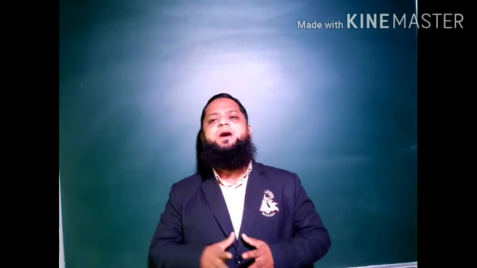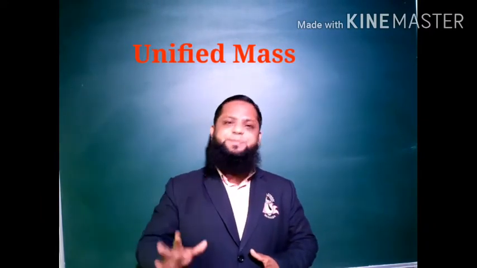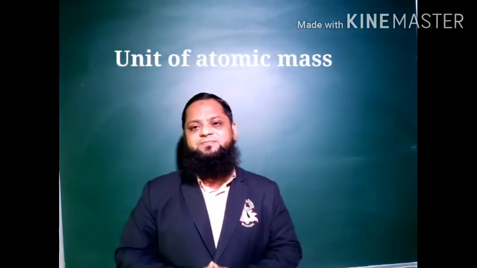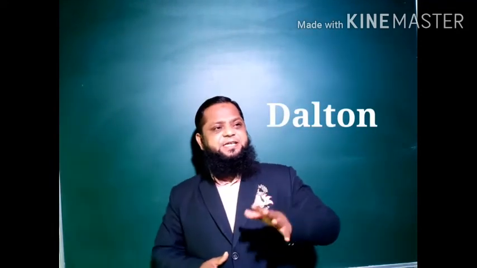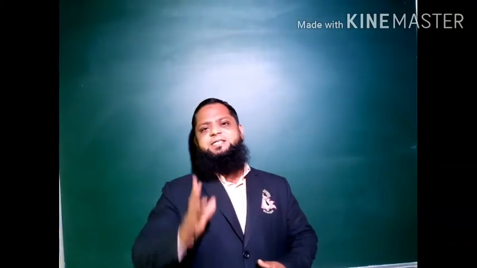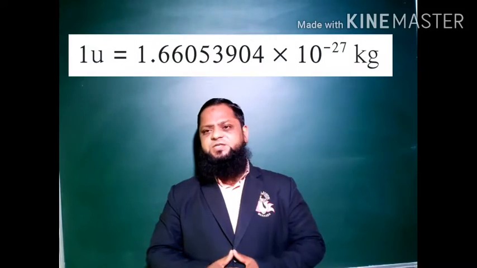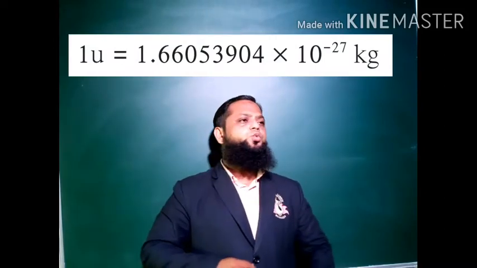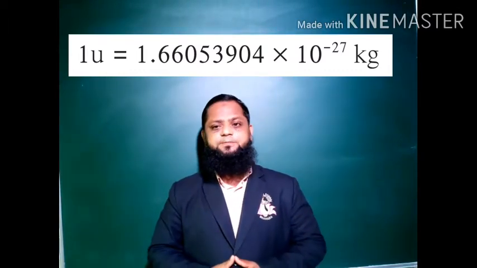Today, we have highly accurate methods for measuring the mass of an atom directly. Instead of relative mass, unified mass has been accepted as the unit of atomic mass. It is called Dalton. Its symbol is a small letter u. 1 Dalton is equal to 1.66053904 into 10 raised to negative 27 kg.